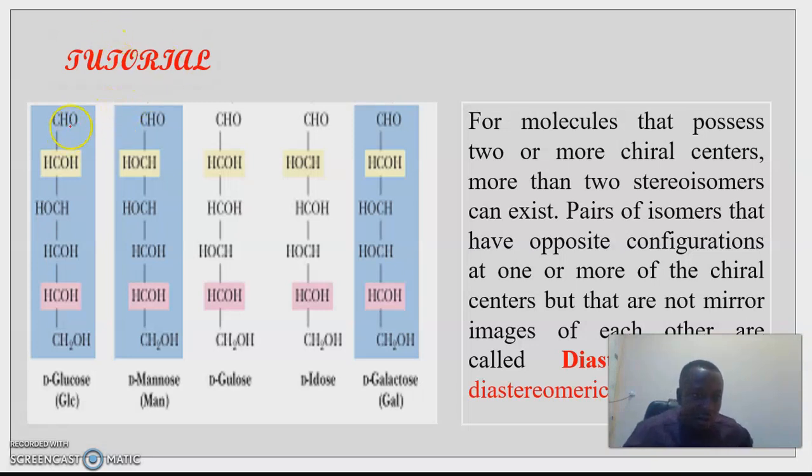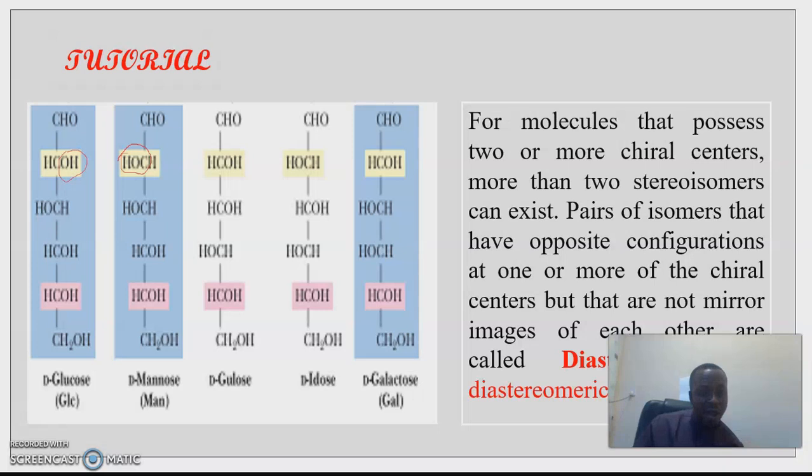Now let's look at the structure very well. This is the carbonyl carbon. Here you find that the hydroxy group is located on the right, while the hydroxy group is located on the left. Apart from this particular portion, every other hydroxy group is the same. So the only difference between glucose and mannose is at carbon 2, the orientation of the hydroxy group. So glucose and mannose are epimers.